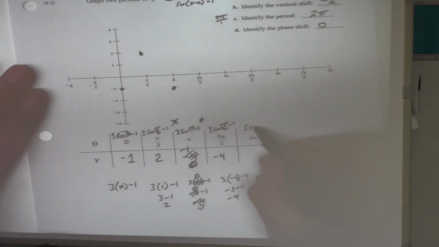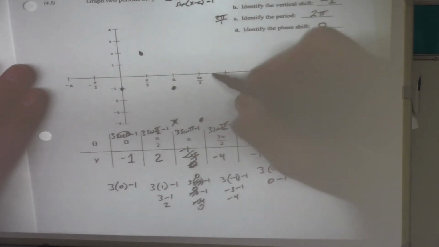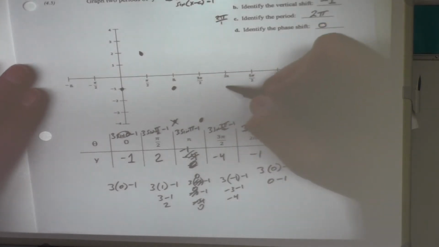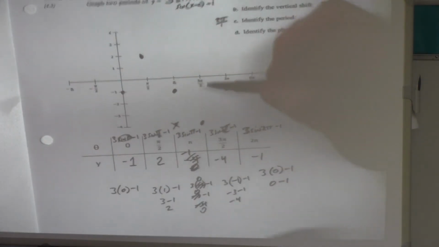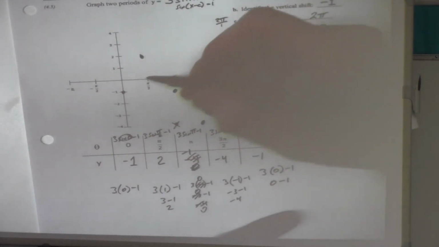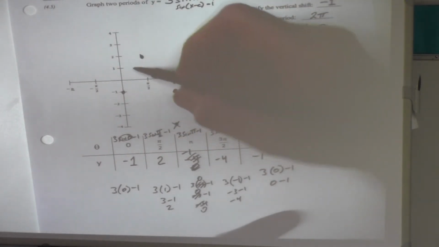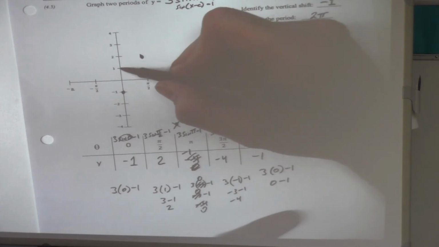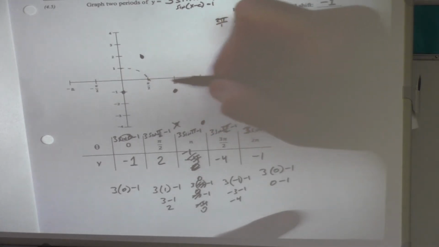This is 3 sine 2 pi minus 1. The sine at 2 pi is 0. And so we're at minus 1 again. So these dots almost look like they're scattered, but you know that there was a curve originally. The original sine curve actually looks like this. Oops, wait a minute, I think I went too far. No, I didn't.